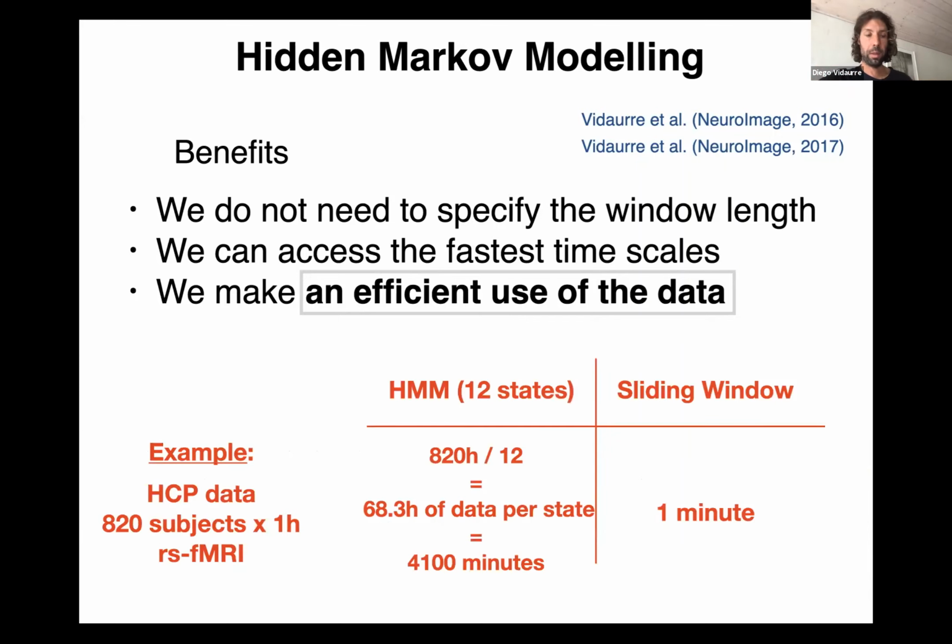So for example, HCP is a large data set that has a lot of subjects and a lot of time per subject. So if you train an HMM with 12 states, you will have around 70 hours on average of data per state. That's an incredible amount of data, whereas a typical sliding window is 1 million. So that gives you an idea of how powerful, in terms of being precise in the estimations, this model is.